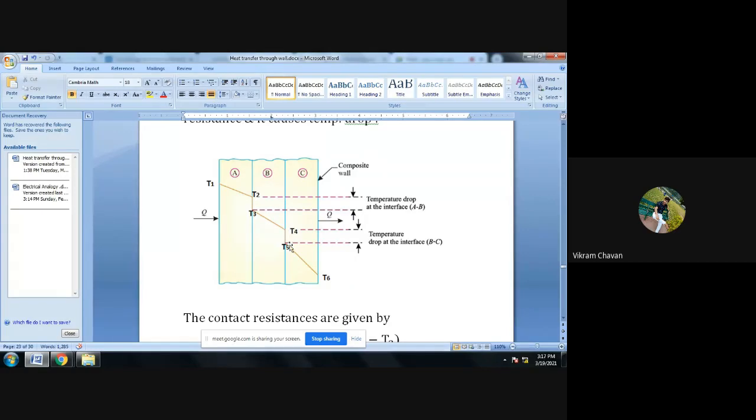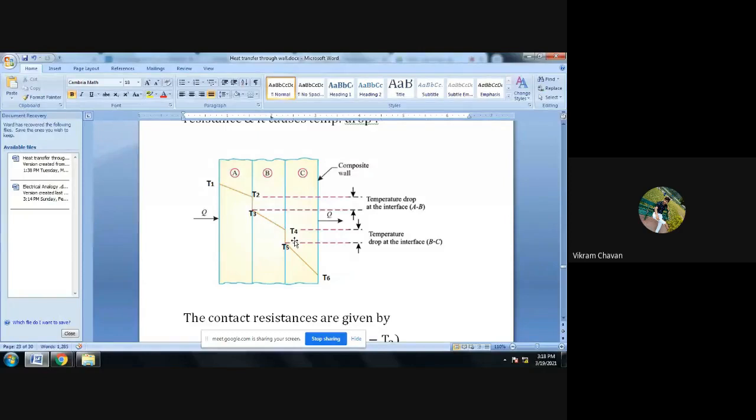And this much temperature drop will happen at the interface because of thermal contact resistance. This thermal contact resistance arises because the total geometric area is not available for the heat transfer. Why is it not available? Because of the roughness of that particular wall, because of the surface roughness of that wall.